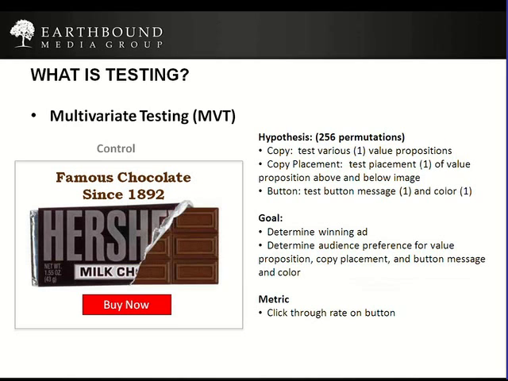The next form of testing is multivariate testing. To explain this, I'm going to go through a series of different tests that I'm going to demonstrate. On the right-hand side, the testing we'd like to show as an example here is testing the copy. We'll test the value proposition, which is this area here, famous chocolate since 1892. We'll test the placement of that copy, maybe moving it below the image. And we'll test the button color and message, so we'll change the color and what the button says.